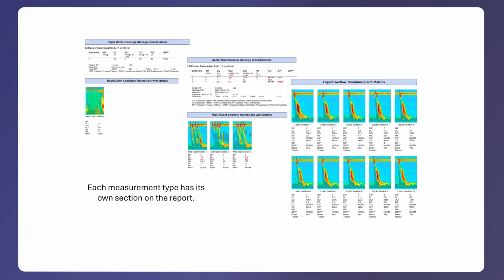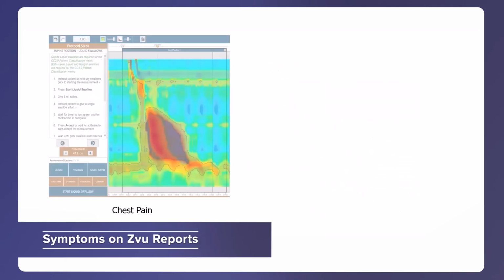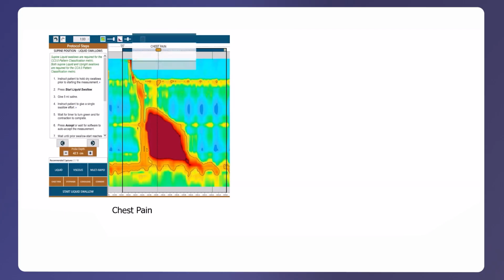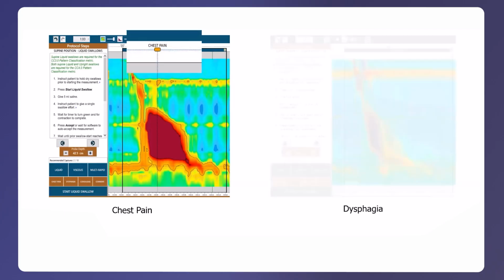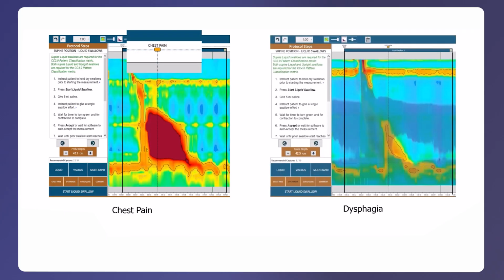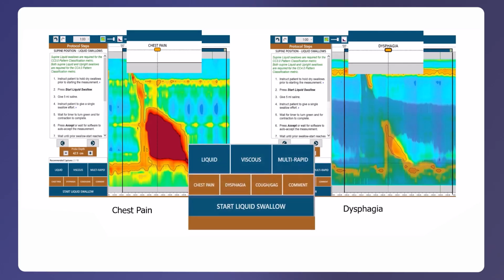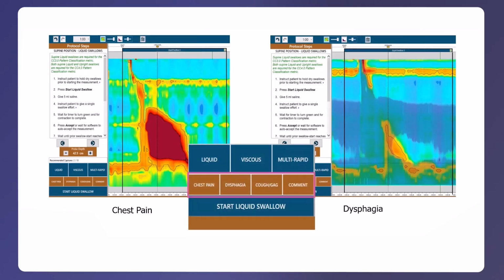Our reports include sections for each swallow type, with metrics, thumbnails, and normal values for each measurement type specific to Diversitech probes. Though our software doesn't correlate symptoms, patient complaints can be marked in real time and then manually mentioned in the study summary, which goes to the report. This is especially valuable for criteria that require positive symptoms such as EGJ outflow obstruction, distal esophageal spasm, and hypercontractile esophagus. The acquisition screen has buttons for chest pain and dysphagia, and a custom symptom button to add others.